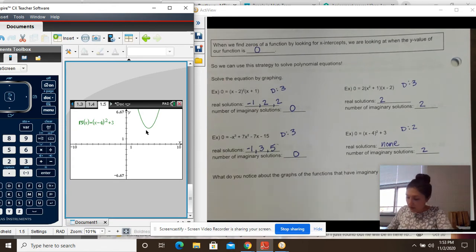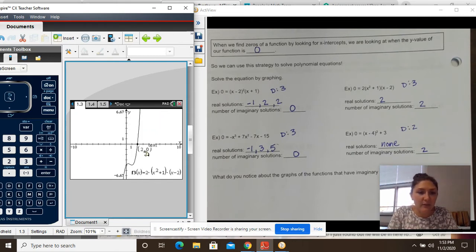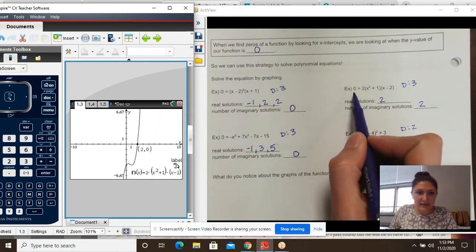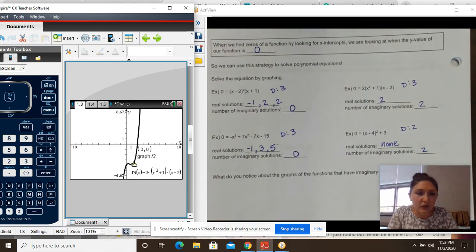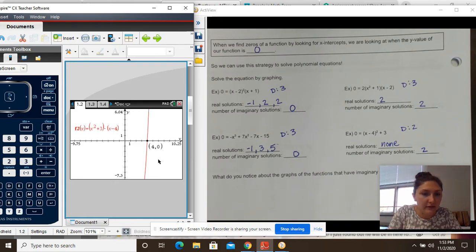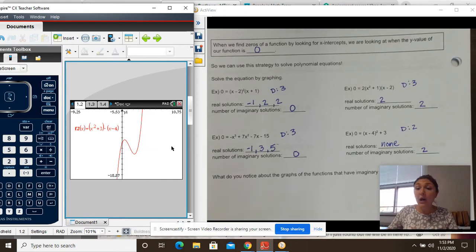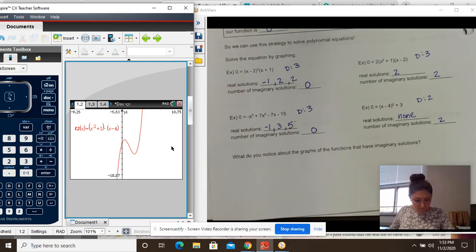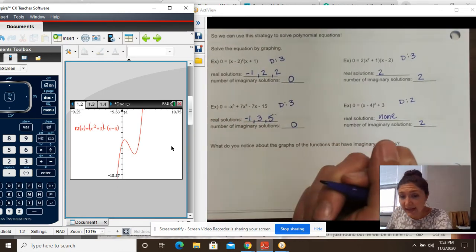Okay? Now, for this last question, what do you notice about the graphs of the functions that have imaginary solutions? Okay, so here we have a parabola that never touches the x-axis. If I flip back to one of my earlier problems, this example right here, we said had imaginary solutions. I've got this curvy stuff happening away from the x-axis. And if I look back at one of my other earlier functions here, this guy, we said would have imaginary solutions. Again, curvy, wiggly stuff happening off the x-axis. What do you notice? So either the graph doesn't touch the x-axis at all.